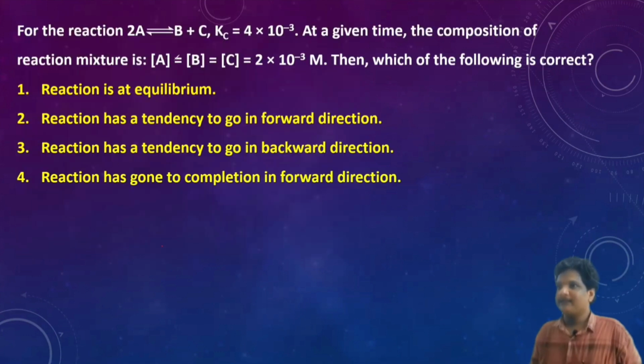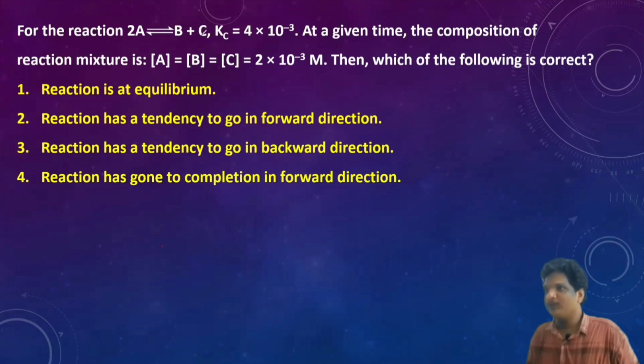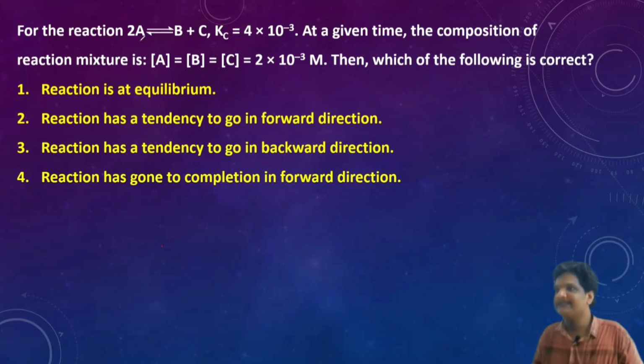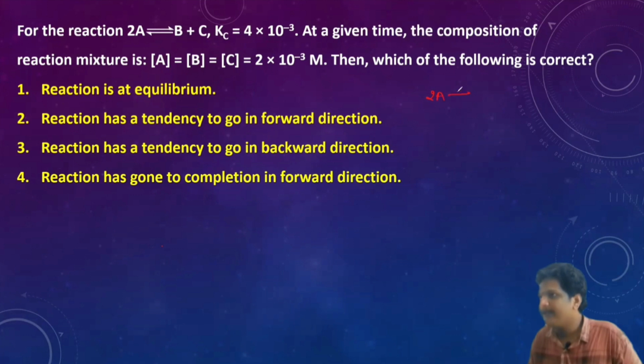So for the reaction 2A gives rise to B plus C, Kc is equal to 4 into 10 power minus 3. At a given time, the composition of the reaction mixture is: concentration of A is equal to concentration of B is equal to concentration of C is equal to 2 into 10 power minus 3. Then which of the following is correct? So here they have given the reaction 2A gives rise to B plus C.